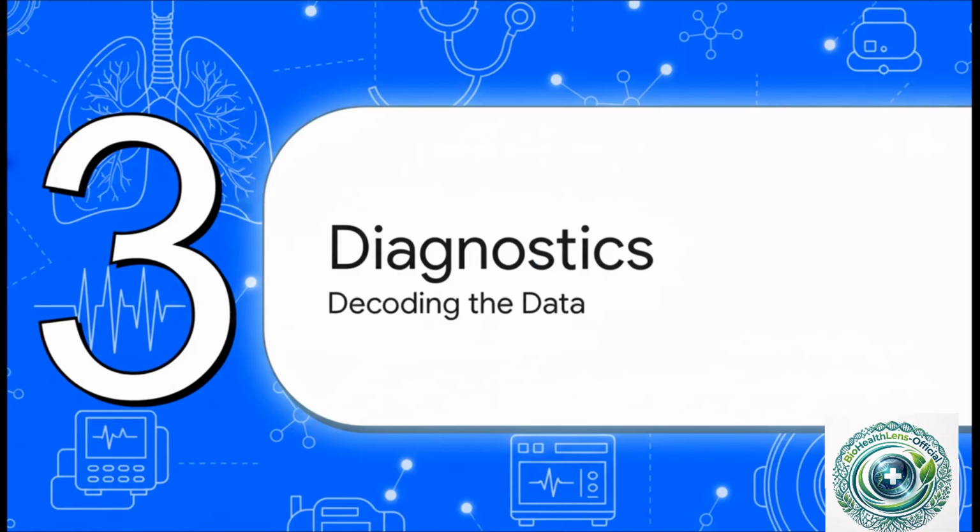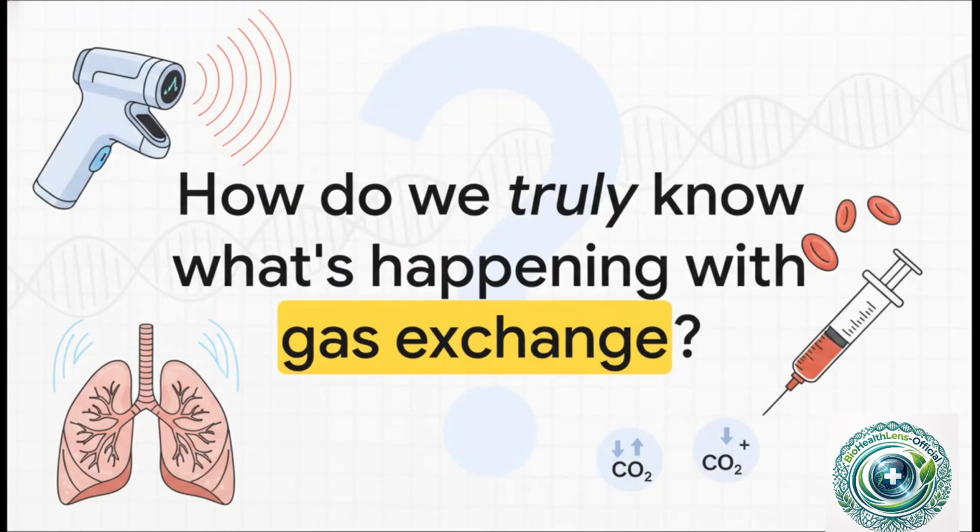So our assessment gives us some really good clues, but to get the definitive answers, we need to look under the hood. Diagnostics give us the hard data to confirm what we suspect and really guide our next moves. You know that little clip on the finger, the pulse oximeter? It's great, but it only tells part of the story. It tells us about oxygen, but what about carbon dioxide? Is the patient getting rid of it? To get the real picture of gas exchange, we have to look at the blood itself.